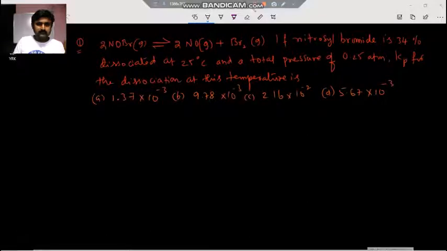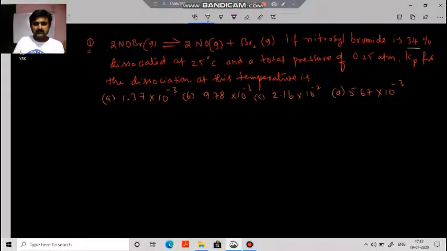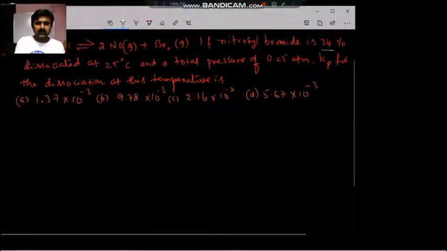See the next question. 2NOBr gas in equilibrium with 2NO plus Br2 dissociates. Nitrosyl bromide NOBr is 34% dissociated at 25 degrees Celsius and a total pressure of 0.25 atmospheres, and Kp for the dissociation at this temperature is how much? We have one clue in this question, that is 34% is dissociated. So using this one we can easily find that value.